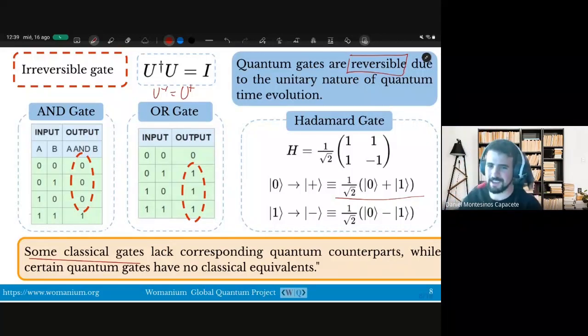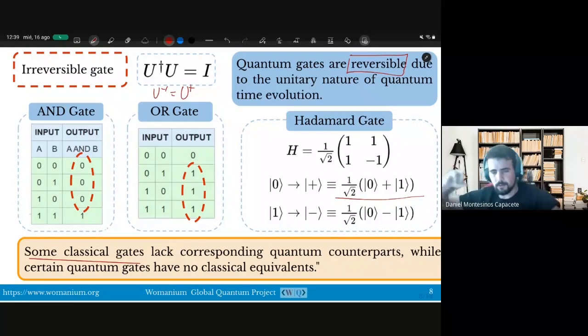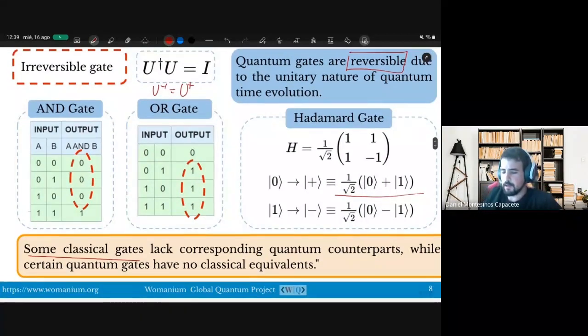There's no way you can do that with classical gates, since there is no such thing as quantum superposition in classical computation. In classical computation you can have just either zero or one, so you don't have linear combinations or quantum superposition. That would be an important idea: there are classical gates without a quantum counterpart, but there are also quantum gates without a corresponding classical gate.